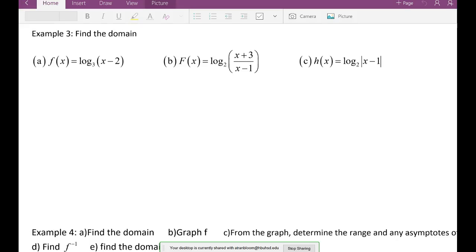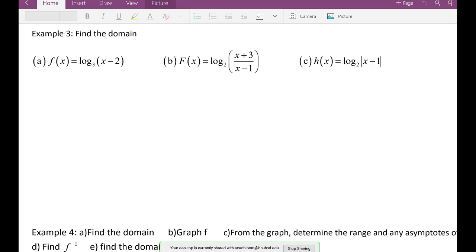There we go. So example three, find the domain. Last night's video notes, you guys had all of those properties for log functions. Do you guys remember what it said for the domain of log? Yes, Carson.